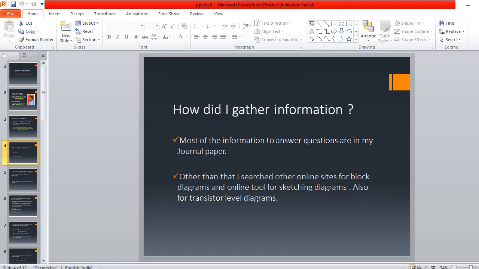Firstly, how did I gather information? Most of the information to answer the questions given in digital assignment 2 is in my journal paper. Other than that, I searched many online sites for block diagrams, used Drawio for sketching diagrams, and some other famous websites for transistor level diagrams.